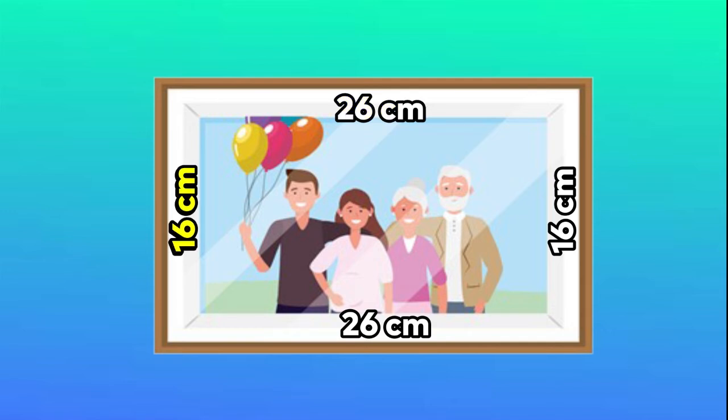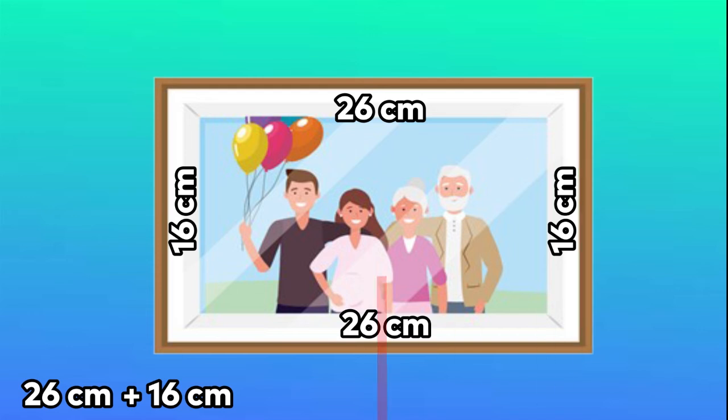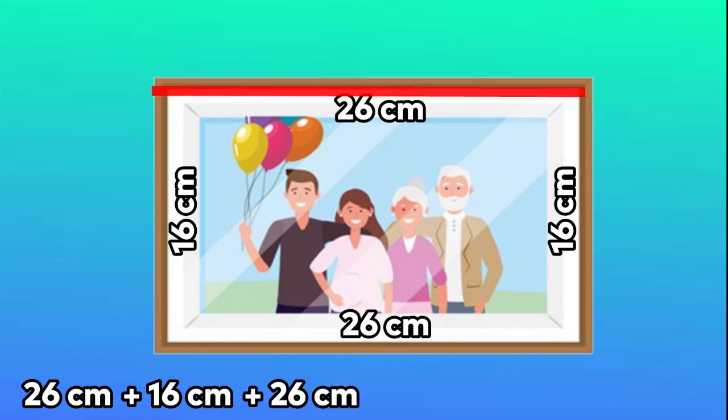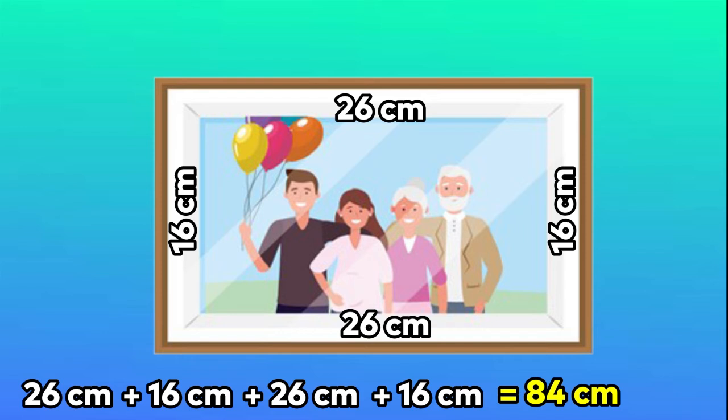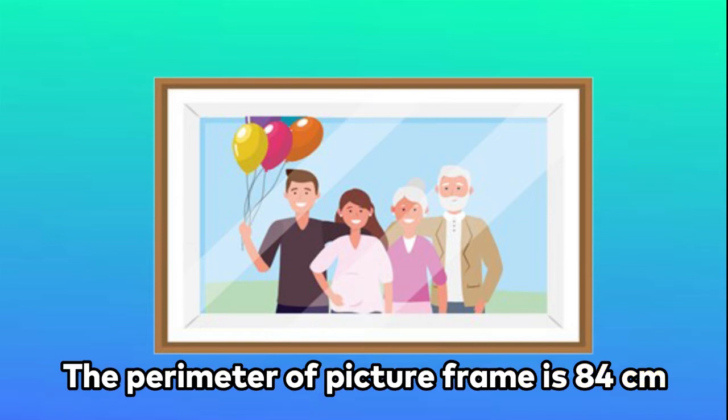Perimeter will be 26 centimeters plus 16 centimeters plus 26 centimeters plus 16 centimeters is equal to 84 centimeters. Thus, the perimeter of the picture frame is 84 centimeters. What if the plane figure is drawn on the grid and you were asked to find its perimeter?